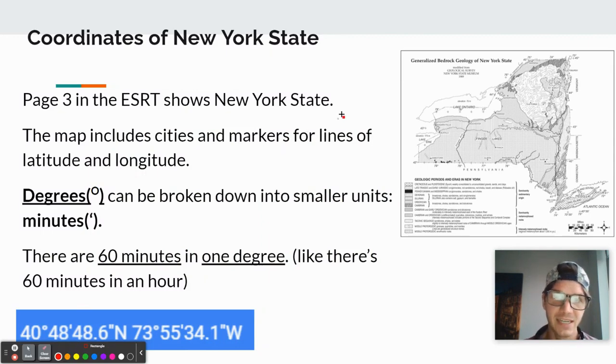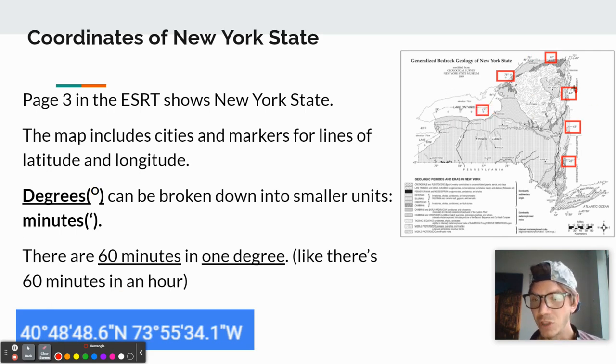The map includes cities and markers for lines of latitude and longitude. So if you look, 42 degrees, 43 degrees, 44 degrees. These numbers are labeled on the map, and there's a little trick that I share with my students on how to determine the latitude and longitude of cities in the middle of the state. And we also have our lines of longitude on top, 75, 76, 77, and so on. But these full degrees don't necessarily give you the specificity to find exact locations.